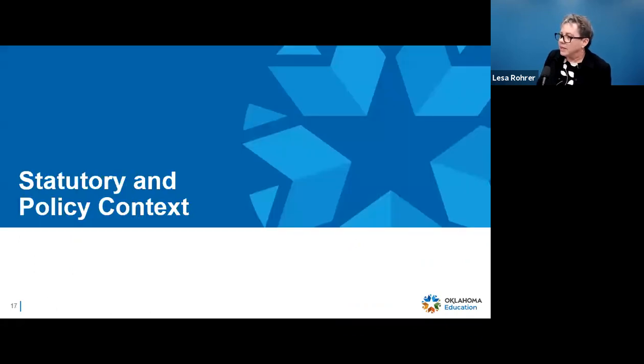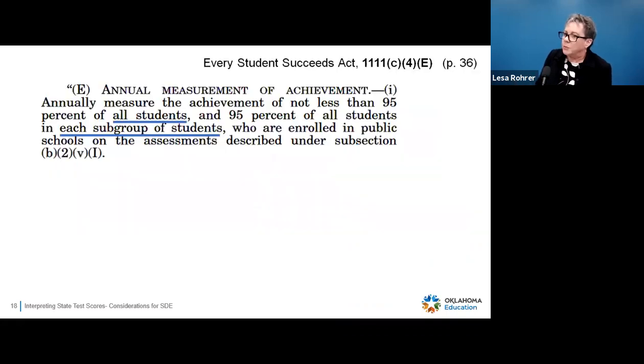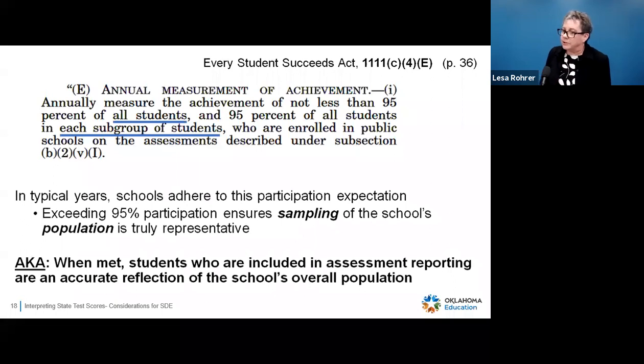Statutory and policy context. When we look at the annual measure of assessment, there's a 95% threshold. Why is that? Because statistically, 95% gives us assurance that the measure and the performance that we see is representative of the student group that we tested. So 95% is the mark that we want to make. In typical years, schools adhere to this. Exceeding 95% ensures the sampling of the school's population is truly representative.